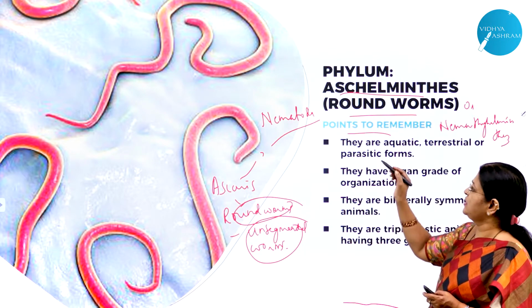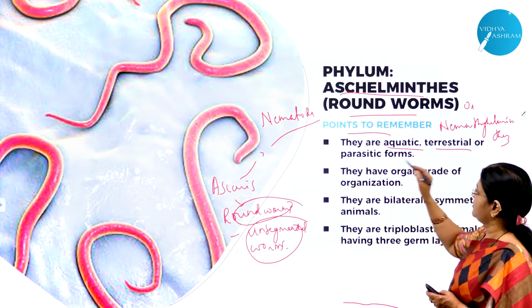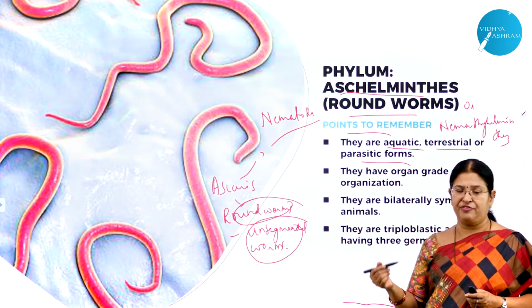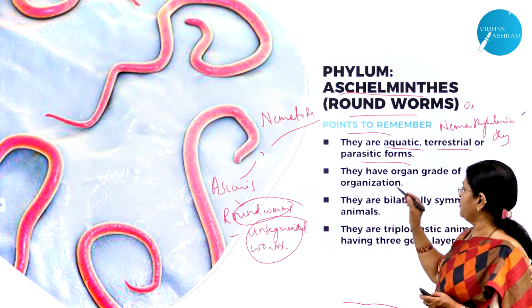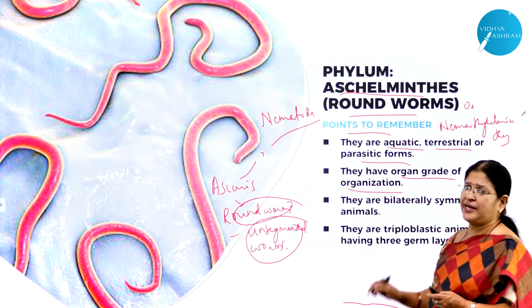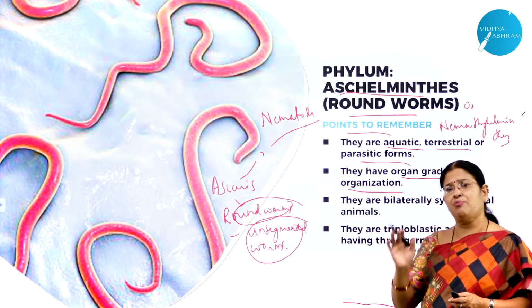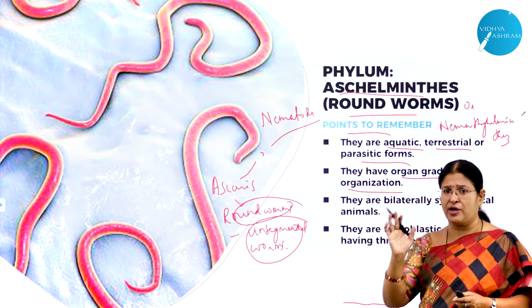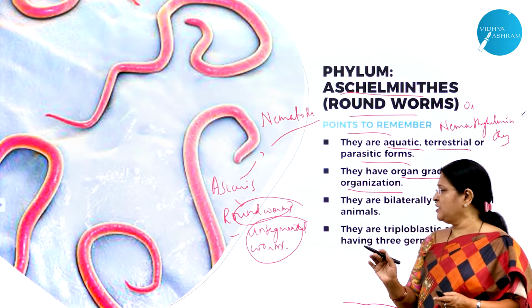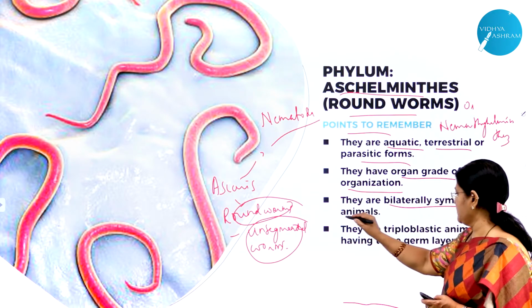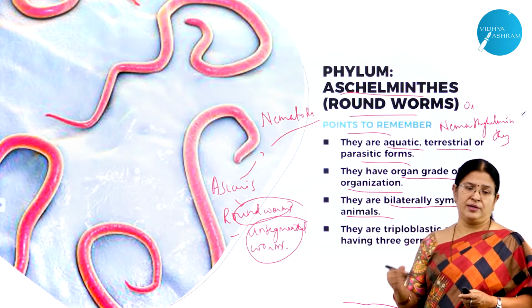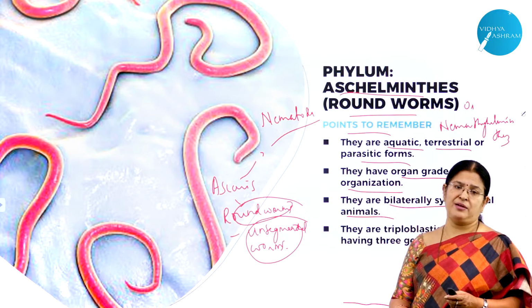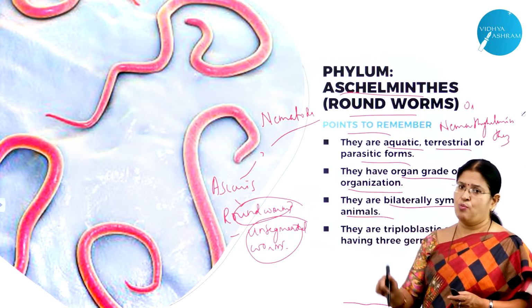this phylum Nemathelminths. They are aquatic, terrestrial or parasitic forms. So they are either free living forms or parasitic forms, and they also have an organ grade of body organization. So their body is restricted to only organ level, no organ system level, and they are also bilaterally symmetrical. That is, you can cut the body of an animal into 2 equal halves in only one plane.